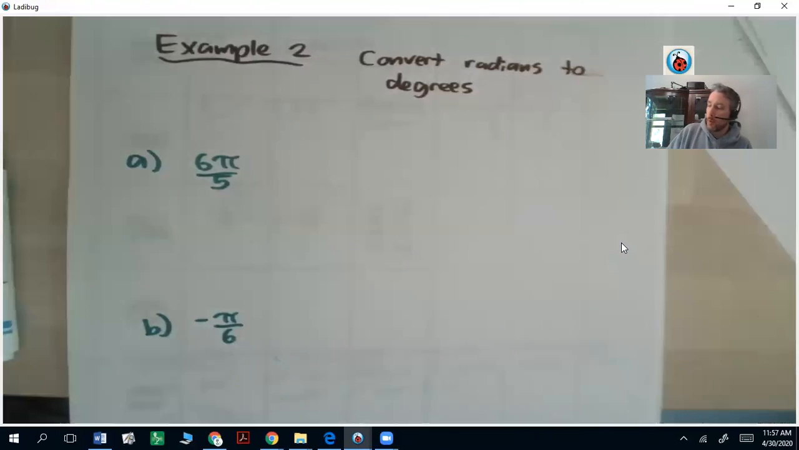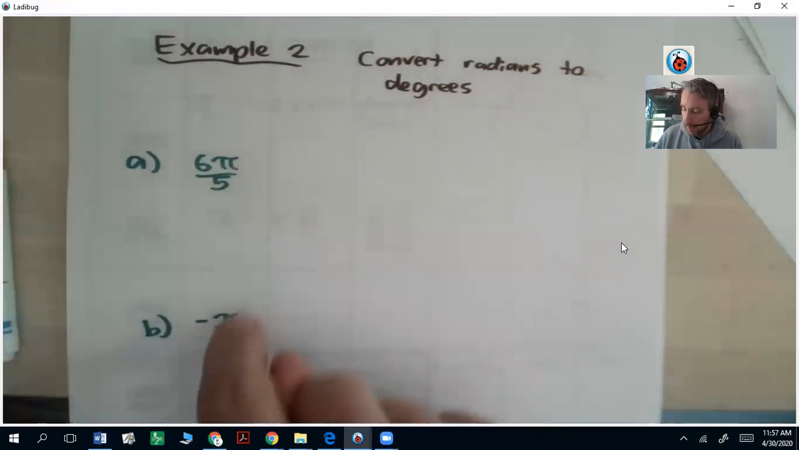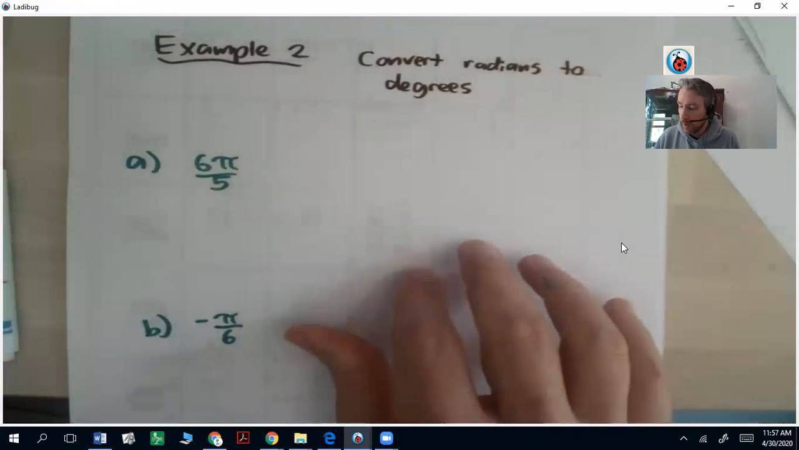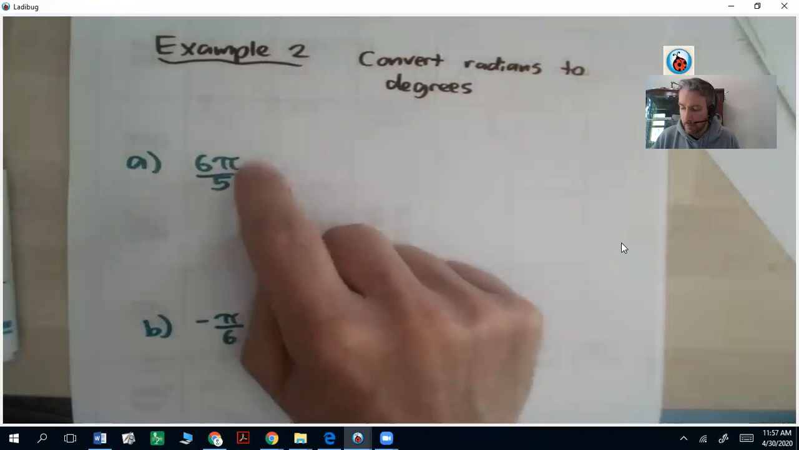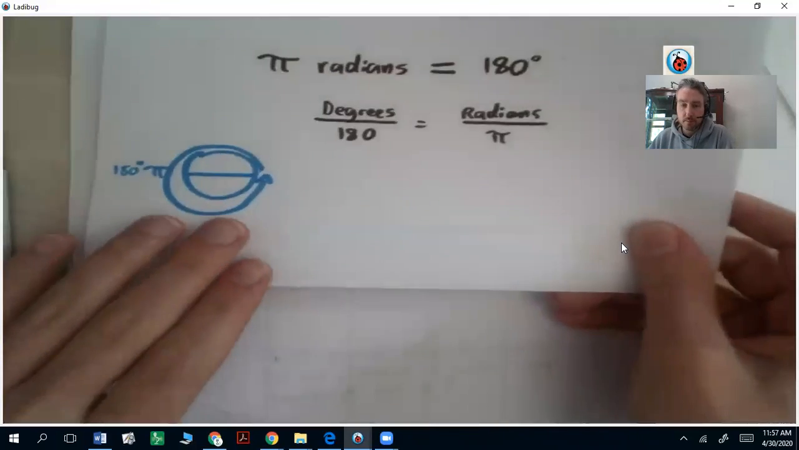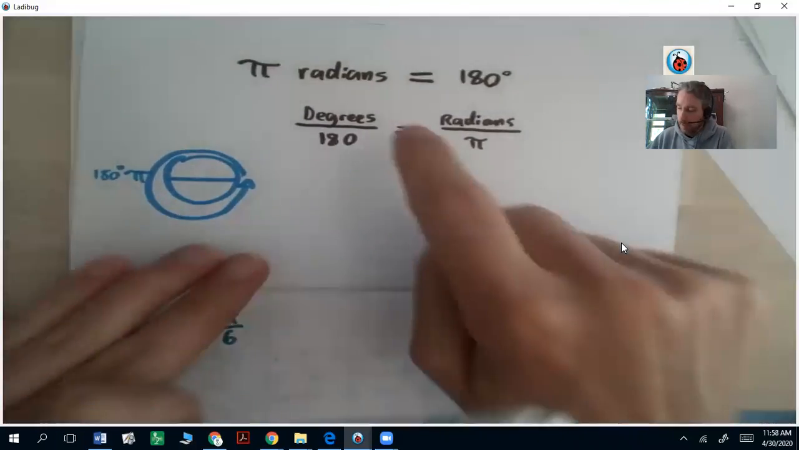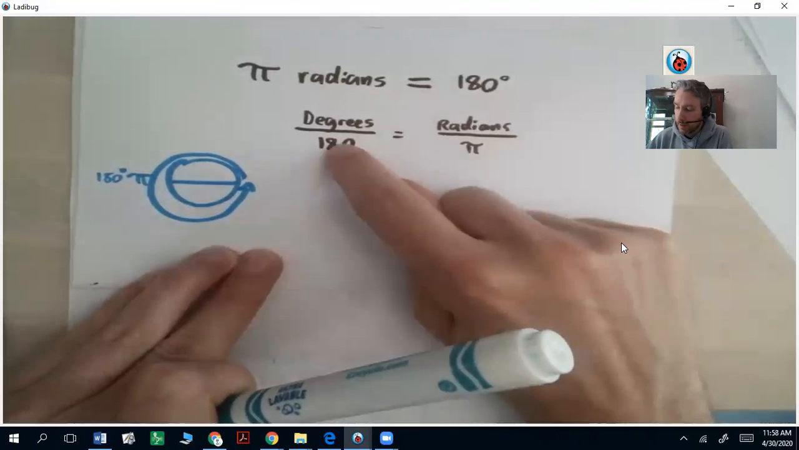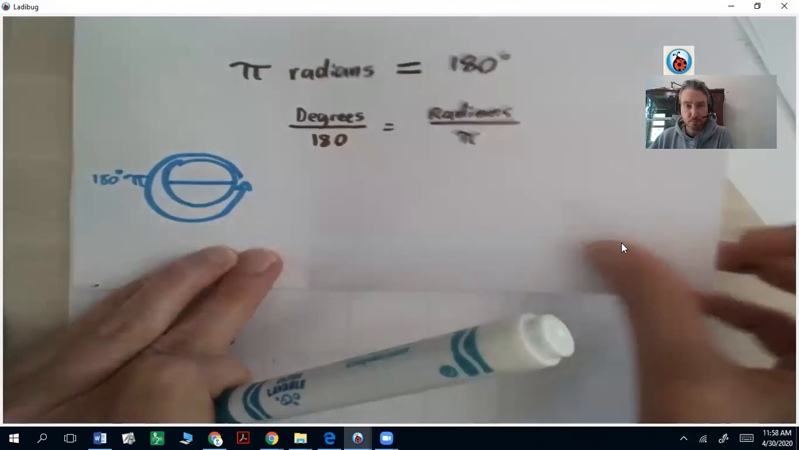All right, in this example, we want to convert from radians to degrees. So our radians are going to be in terms of pi, and I'll give you one that's not in terms of pi so you can see how to do that too. But the first example is 6 pi over 5. Well, to figure out what that is in degrees, you would multiply, to solve for degrees, 180 times the radians and divide by pi. 180 times radians over pi.